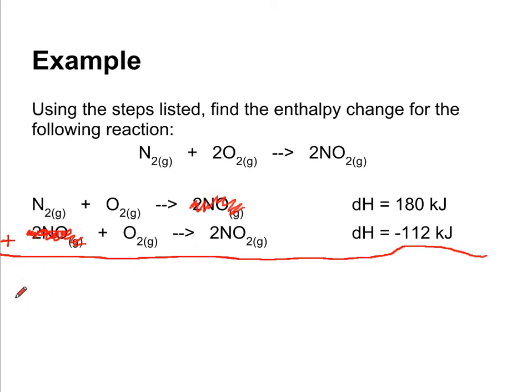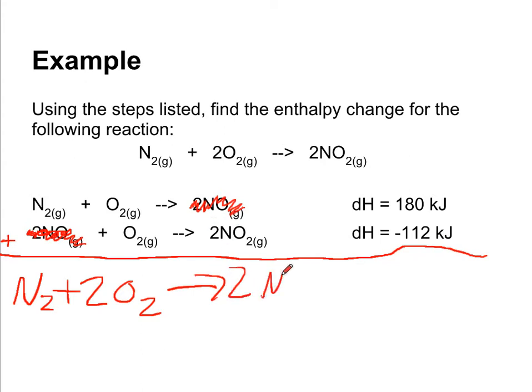So we add these together, we get N2. We've got 2 oxygens right here, so we'll write that as 2O2. And our product is going to be 2NO2. So by adding those 2 steps together, we were able to obtain our overall target reaction.